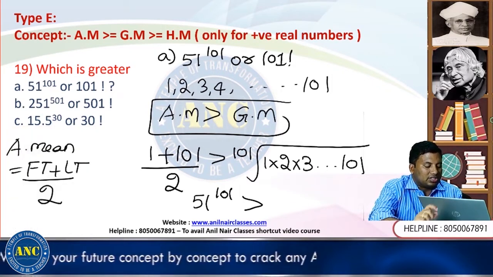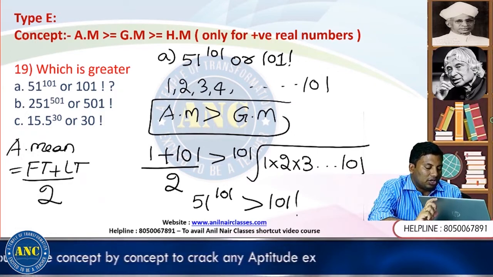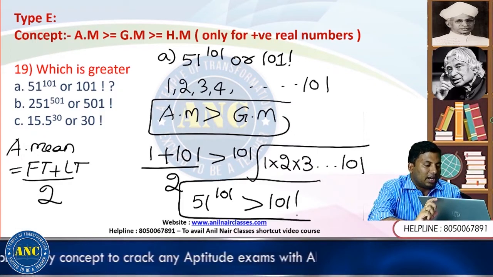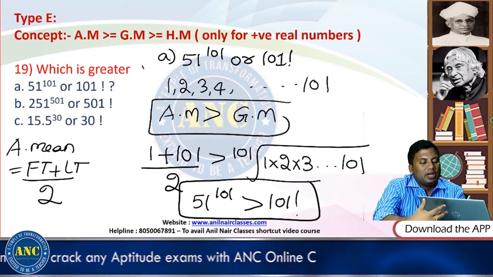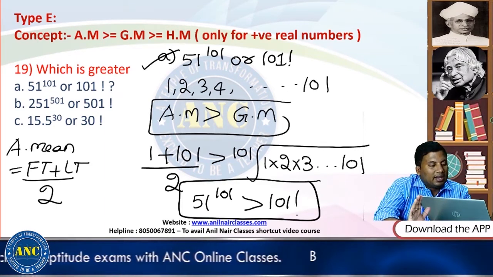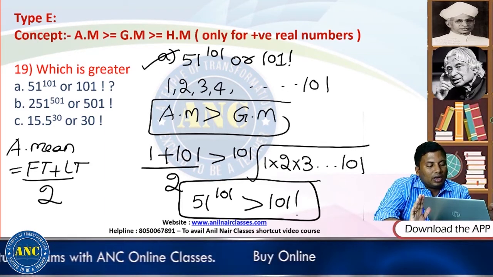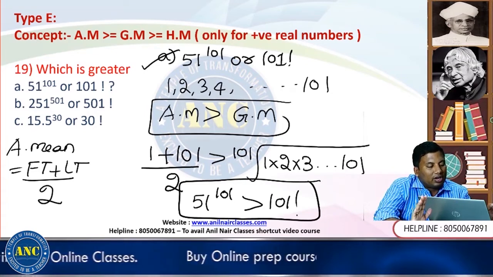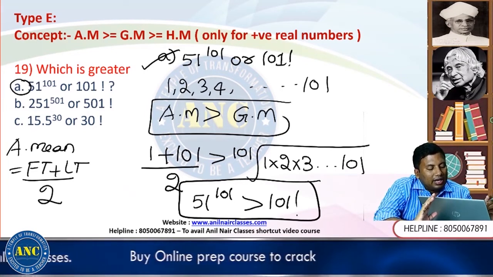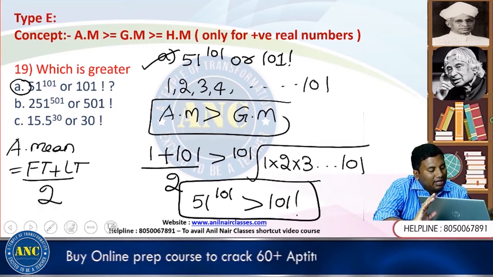AM is greater than GM. So 51 power 101 is always greater than 101 factorial. I hope the first problem is clear. Right? 51 power 101 is always greater than 101 factorial. Once you understand A, B and C are very easy.